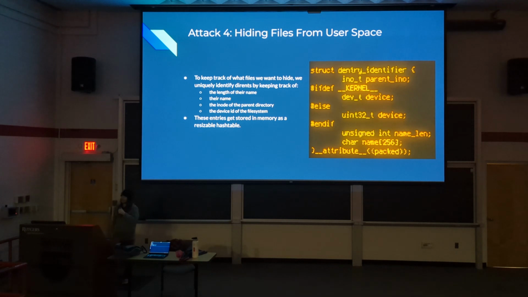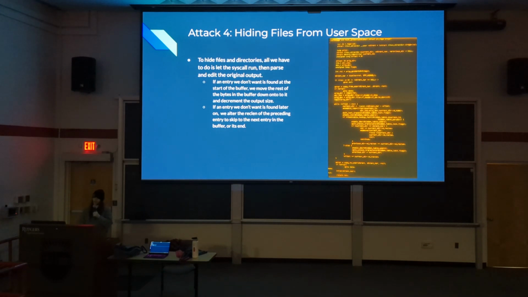Now to keep track of what files we want to hide, we can identify them by the method that we just mentioned. We use the length of the name, the name, the ID of the parent directory, and the device ID. These entries are going to get stored in memory within our rootkit as part of a resizable hash table, because that makes it really convenient for us. It looks like that: the entry identifier.